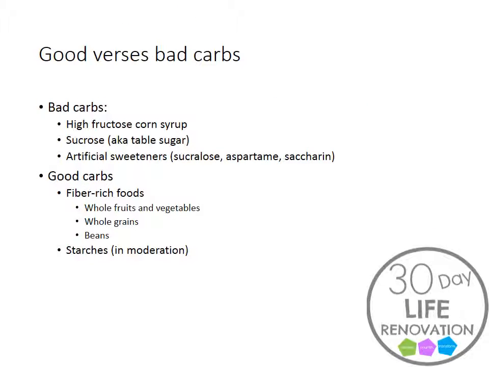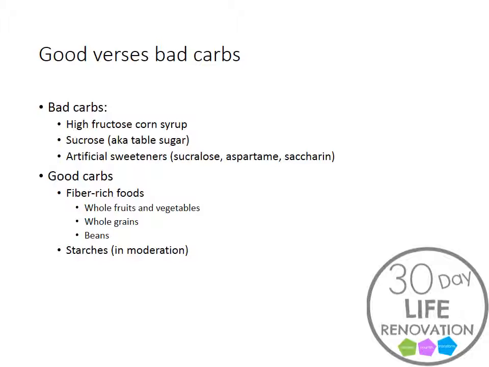All right, let's talk about good versus bad carbs. Bad carbs are things like high fructose corn syrup, sucrose or table sugar, artificial sweeteners, which actually aren't real carbohydrates, but they are man-made carbohydrate molecules. So these include sucralose, aspartame, and saccharin. So anything in a yellow packet, a blue packet, or a pink packet, those are typically artificial sweeteners, and they're in a lot of different foods too. And anything that's sugar-free typically has artificial sweeteners in it. So try and stay away from anything that's sugar-free.